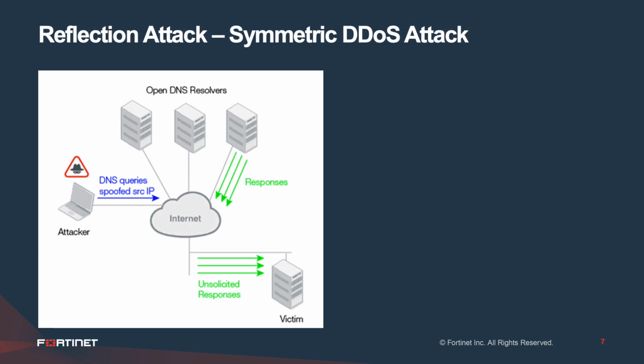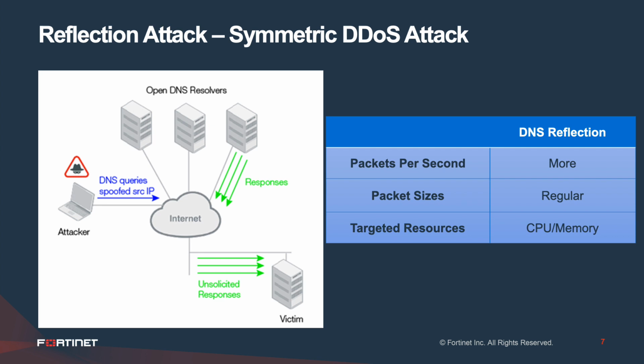The next attack is called the reflection attack, and we alluded to it in the previous slide. In this case, the attacker sends spoofed DNS queries to an open resolver, which responds back to the spoofed IP. Now, the spoofed IP, which is the target of the attack, gets this response back, which it never queried for. When you have thousands of these spoofed queries coming from different IPs, this server gets overloaded with responses. In this case, the packets per second are a lot, the packet sizes may be regular, and the target is the CPU or memory of the attack target.